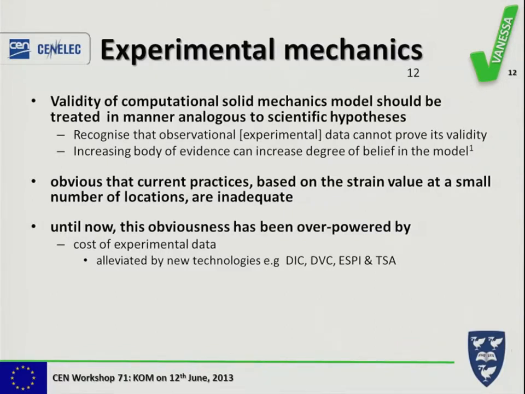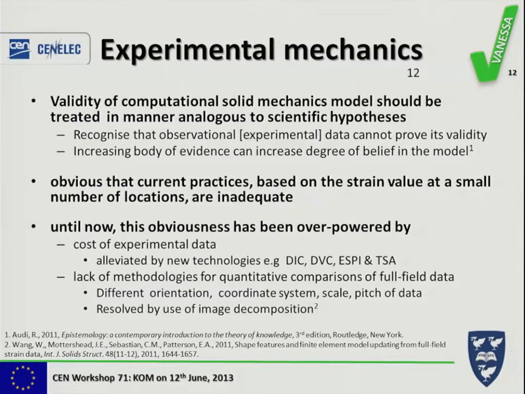The other factor that's made it difficult to validate using the whole field of data is the lack of methodologies for quantitative comparisons of the data. And this is because we often get our model data and our experimental data in a different orientation, a different coordinate system, at different scales, and also with different pictures of data. And recent work has shown that we can resolve these issues using decomposition. And I'd just like to talk a little bit about decomposition of strain data.